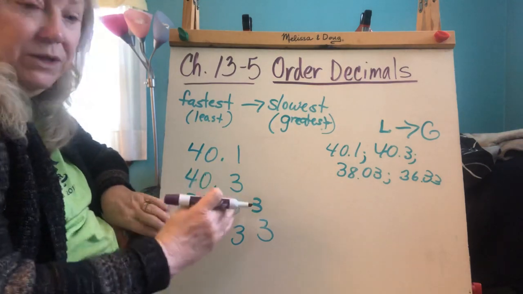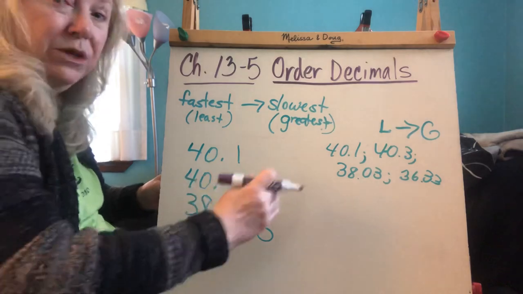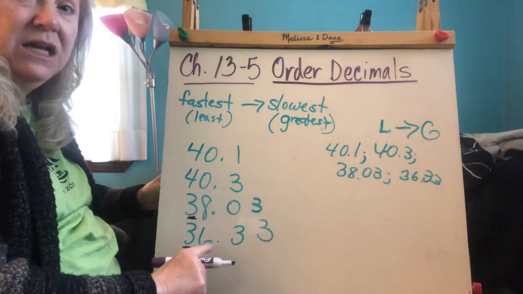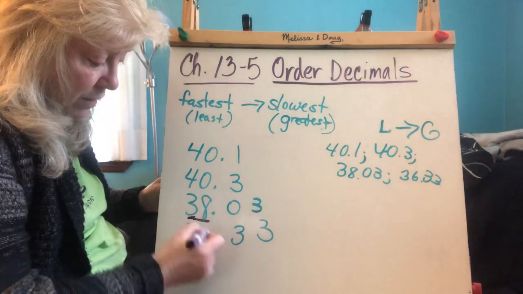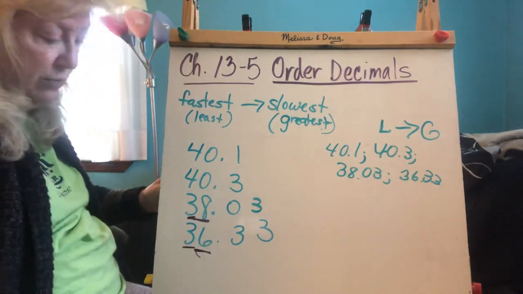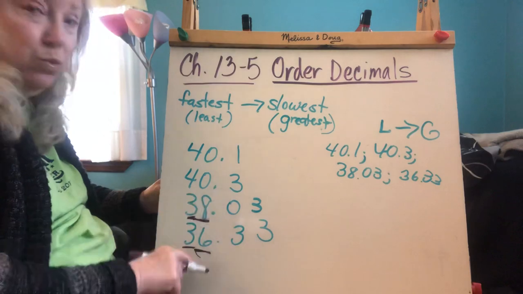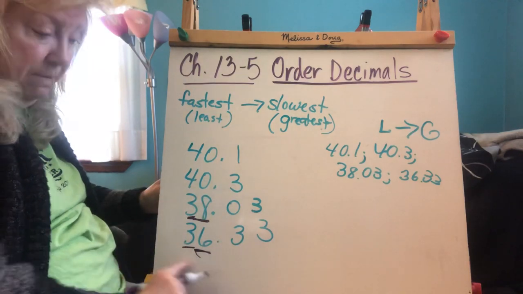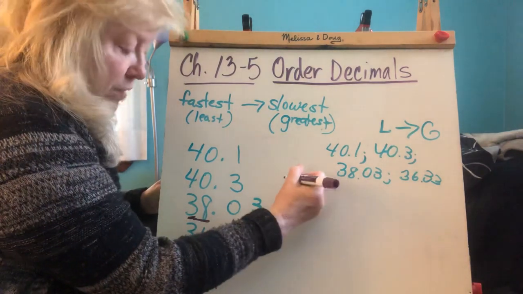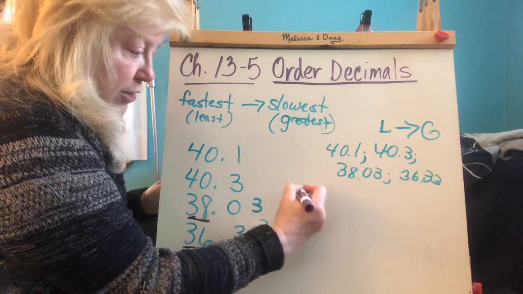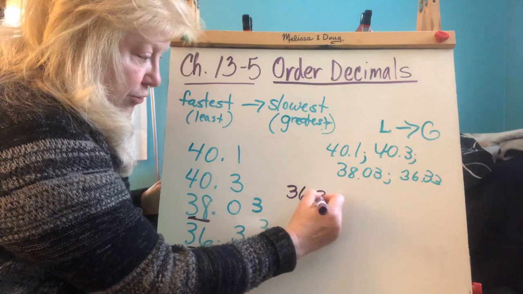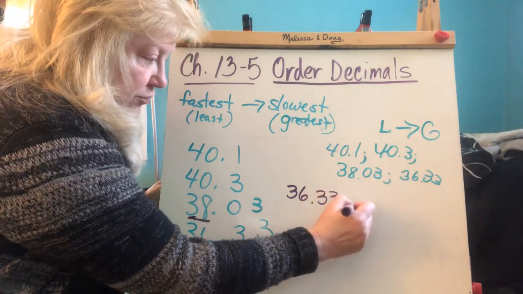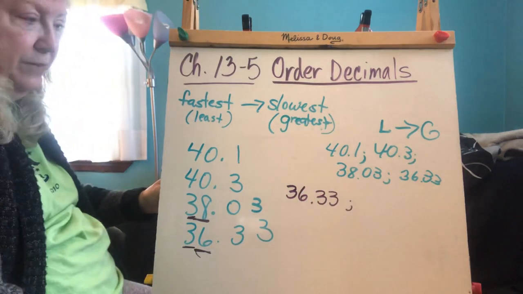So now I move one digit to the right. And I keep going to the right until I find two digits that are different from one another. And I'm getting lucky right away. I have 38 and 36. And I can tell right away which one is smallest. The bottom one is smallest. So I'm going to rewrite it now: 36 and 33/100. That's my first one.